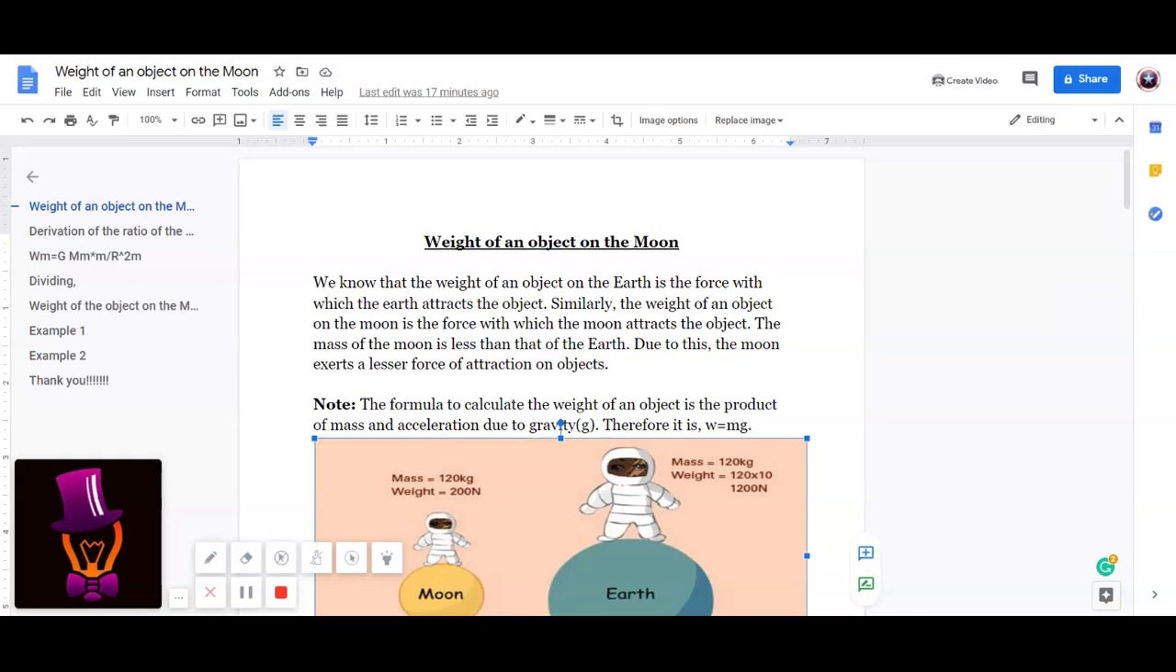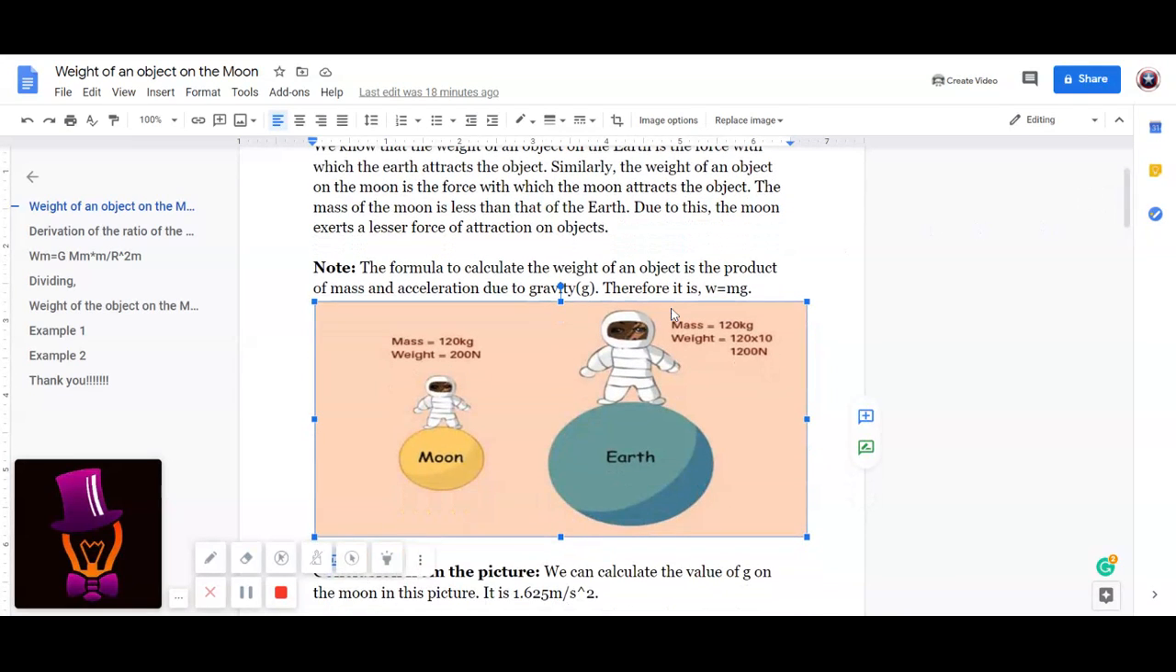In this video, we'll be discussing the weight of an object on the moon. We know that the weight of an object on the Earth is the force with which the Earth attracts the object. Similarly, the weight of an object on the moon is the force with which the moon attracts the object. The mass of the moon is less than that of the Earth, so it makes sense that the moon exerts a lesser force of attraction on objects.